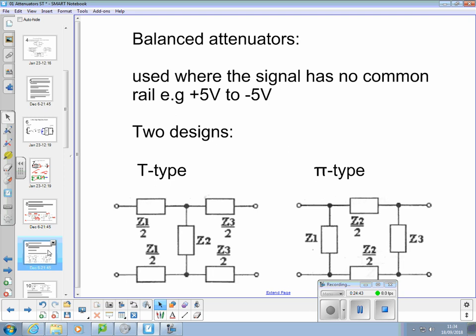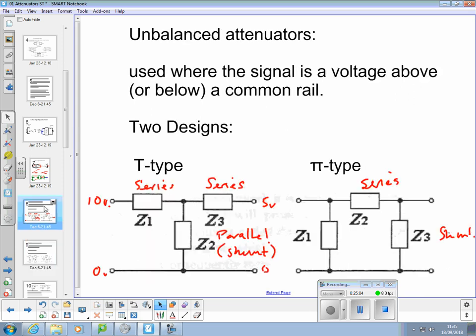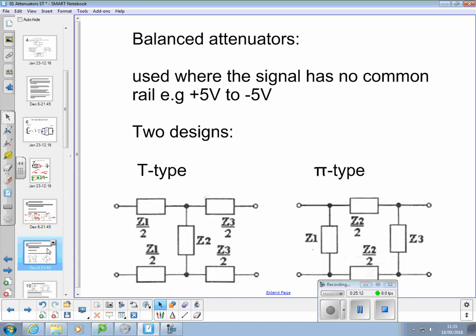Then, and you're not going to build these, and we're not going to do too much around them, but balanced attenuators. This is where you would have a signal that has no common rail, i.e. it's between plus 5 volts and minus 5 volts. The overall values of these Z1, Z2, Z3 components would be the same, but you're putting half of the Z1 component in the bottom rail and half of the Z3 component in the bottom rail as well, and you're keeping the shunt component the same. Similar for the T-type, the two shunt components are the same, but you put half the series resistance in the top and half in the bottom. That's over two. So your calculations would be the same, but you just spread that.